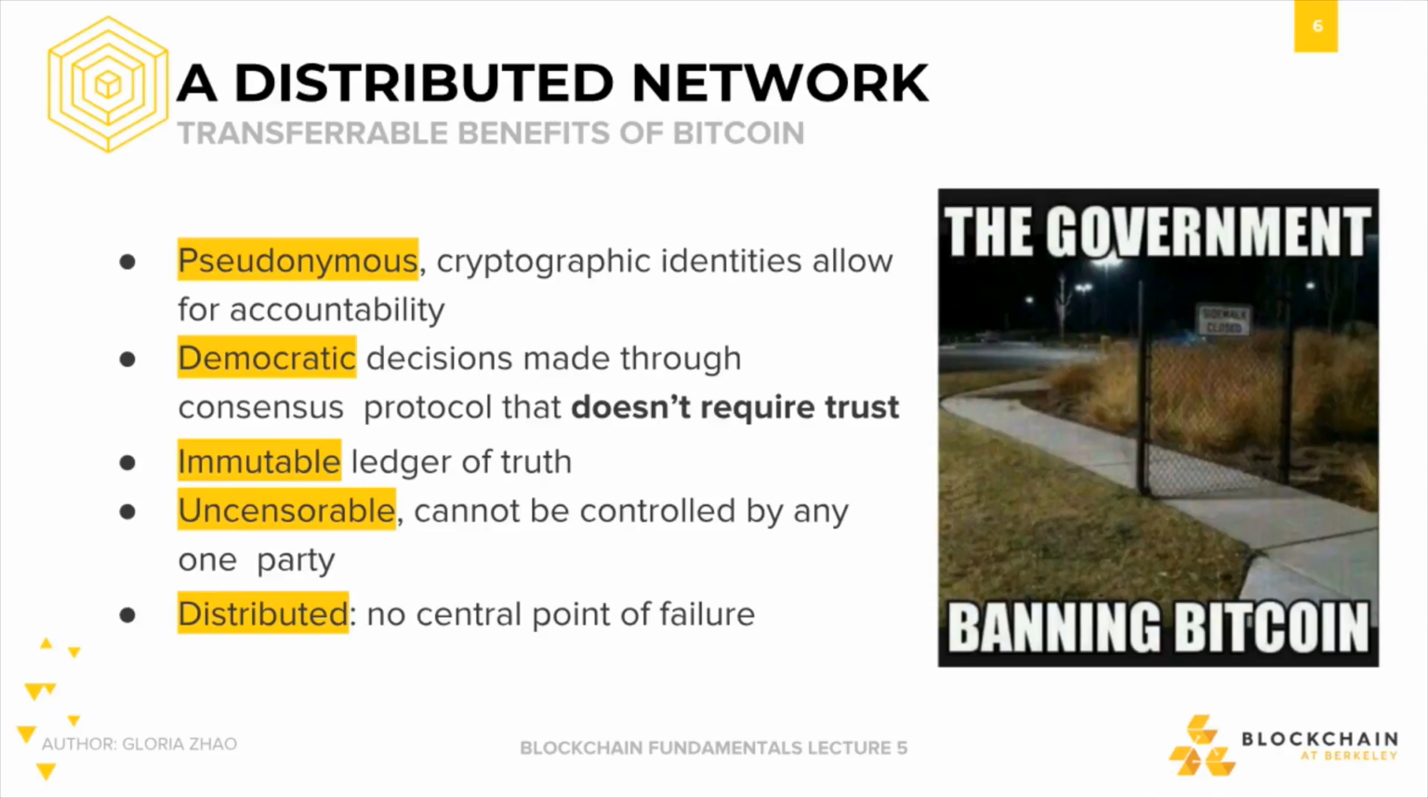What we get with this distributed network is pseudonymity, or you could even extend that to anonymity if you want. I'm not saying the word right. Anonymity. That is really cool. You can preserve your privacy. It's democratic, so for the first time, we're making decisions without a central authority. It's immutable, and most importantly, because nobody controls it, it cannot be censored. It cannot be brought down easily. There's no central point of failure. I really like this meme, the government banning Bitcoin. I try to incorporate as many memes as I can into this class, so if you like that, thumbs up. All right.